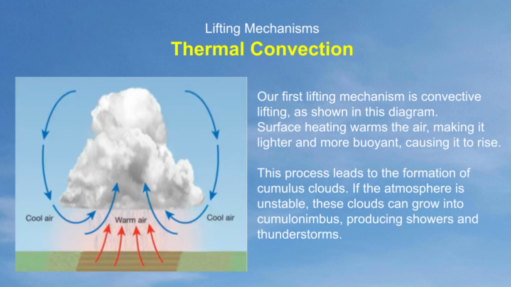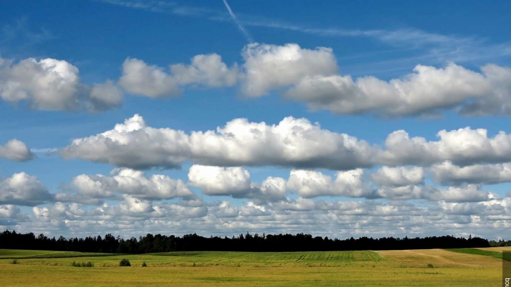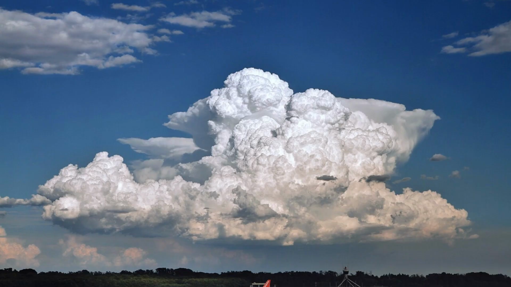And the way that happens here is simply the warming of the air at the surface causes this air to become warmer than the surrounding air. It becomes lighter and more buoyant and rises up. So here the air rises due to buoyancy. Cumulus clouds are the result of convective lifting, and if the atmosphere is unstable, cumulus can rise further and grow to a cumulonimbus, and produce showers and thunderstorms.